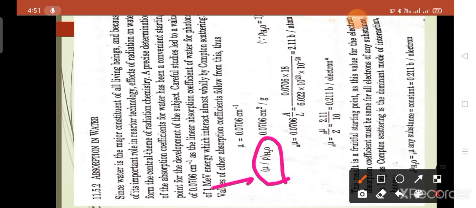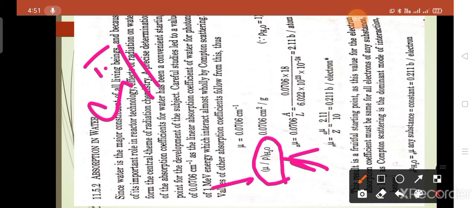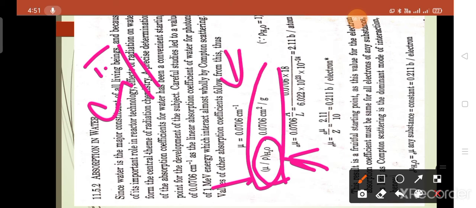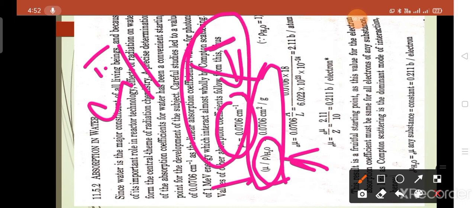Here we have to calculate the absorption coefficient of a water molecule, and we know that the density of water is 1. That's why the given absorption coefficient is equal to the mass absorption coefficient, that is mu divided by rho, where mu is 0.0706, divided by 1, and the value that comes is 0.0706 centimeter square per gram. This is the unit for mass absorption coefficient.